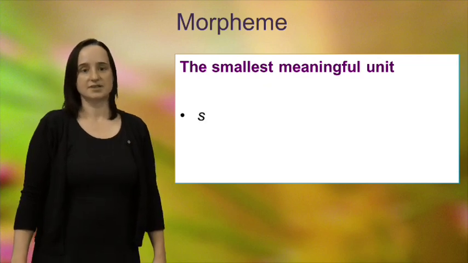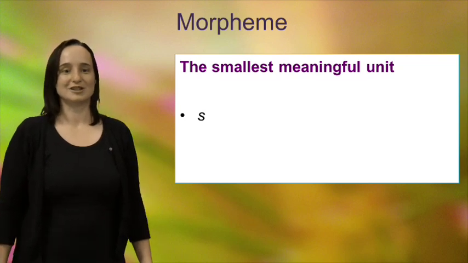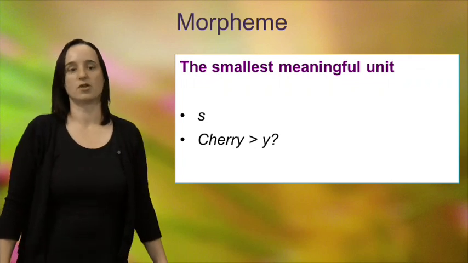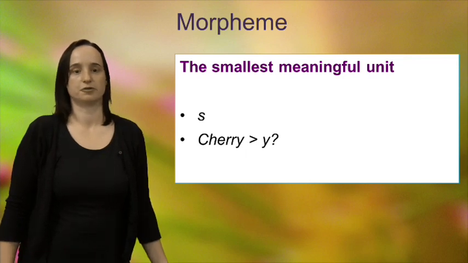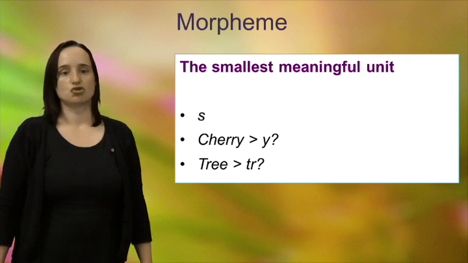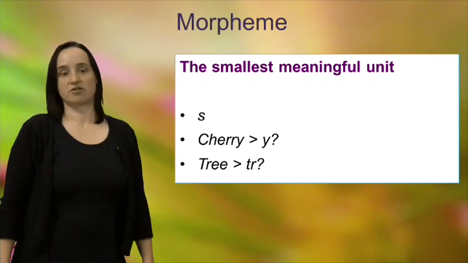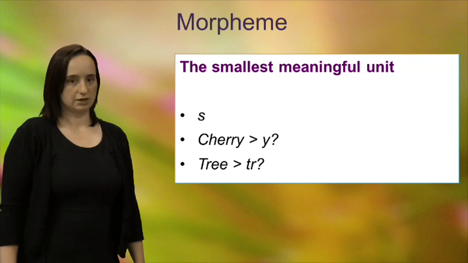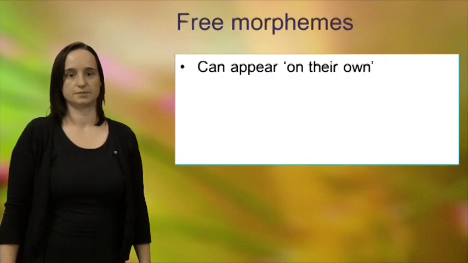And the -s has meaning, it means the plural. In this case, the smallest meaningful unit is just one letter, just one sound. In the case of cherry, it's more than one letter, more than one sound. Cherry as a whole means cherry, a fruit, whereas the y of cherry doesn't really mean anything. And likewise, tree as a whole means the thing that has leaves in the summer, whereas "tr" or any other element of it doesn't really mean anything. So cherry is the smallest meaningful unit and tree is the smallest meaningful unit of those elements.